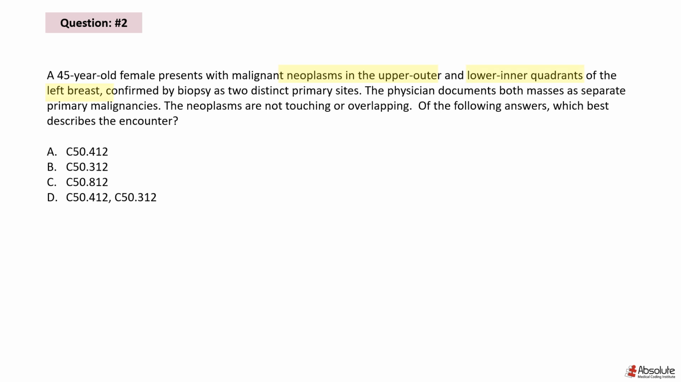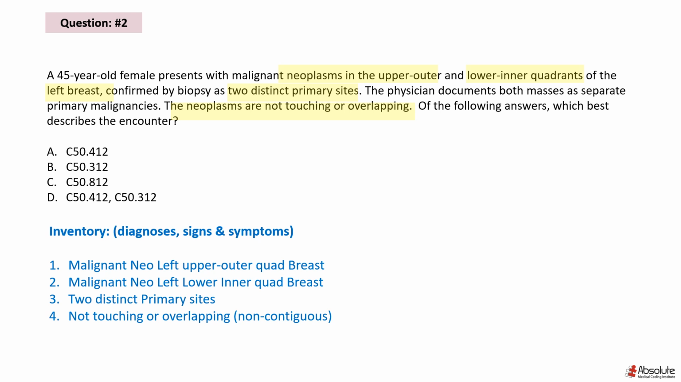Okay, so how did you do, coders? All right, I know you did good. I know it. Okay, so here are my key terms. Neoplasms in the upper outer quadrant of the left breast. And also, those neoplasms are present in the lower inner quadrants of the breast. And the provider says that these are two distinct primary cancers, and these neoplasms are not touching or overlapping.